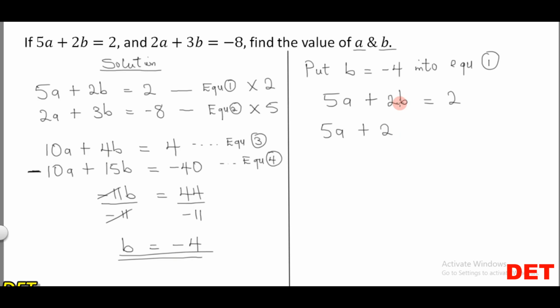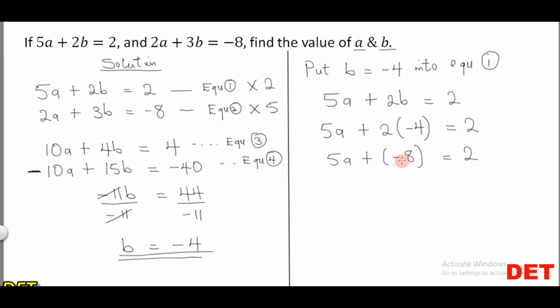So what is the value of b that I've calculated? Minus 4. Alright, so I'll open the bracket and put it there, minus 4. That's the value of my b, equal to what? 2. So this will be 5a plus 2 times minus 4 will give me what? Minus 8. 2 times minus 4 will give me minus 8, equal to what? 2.